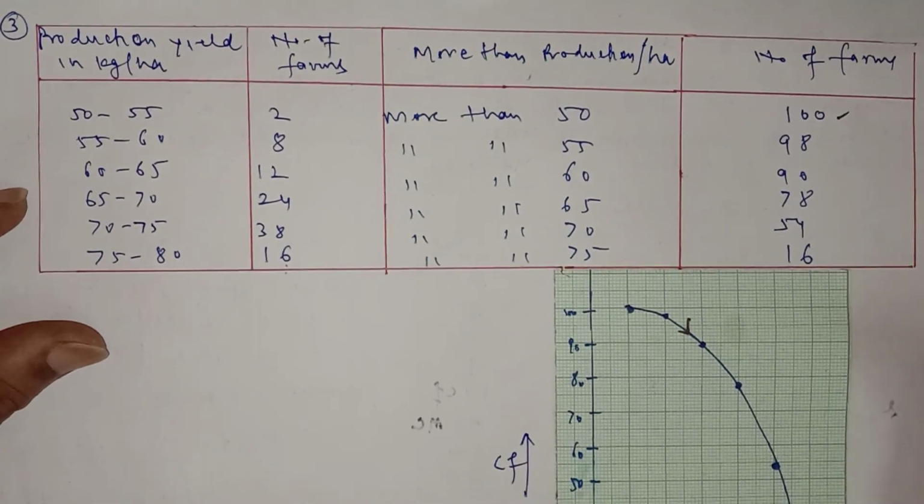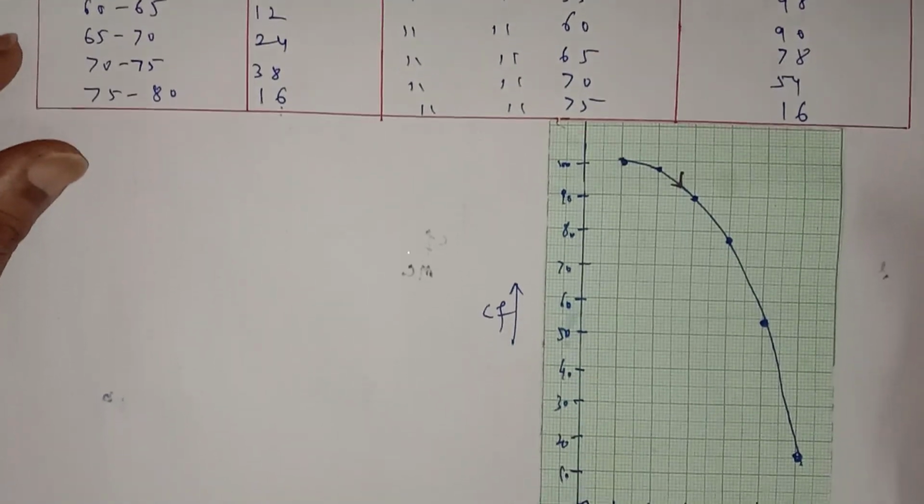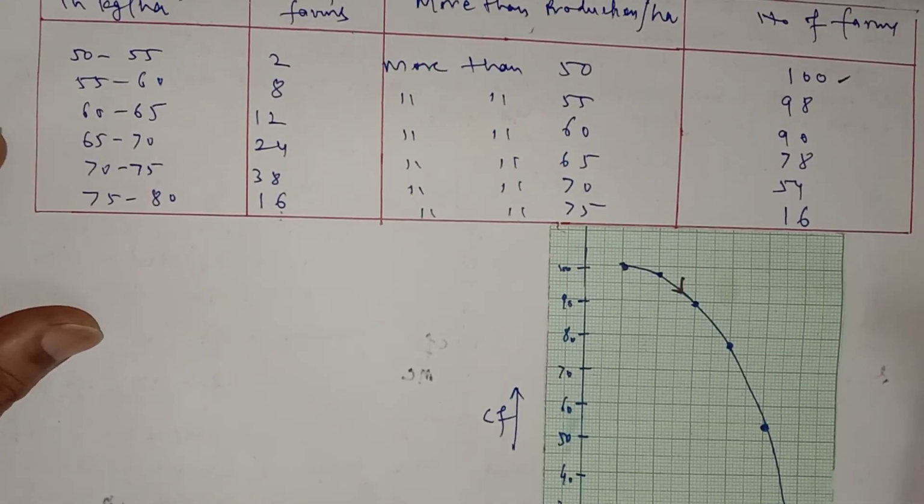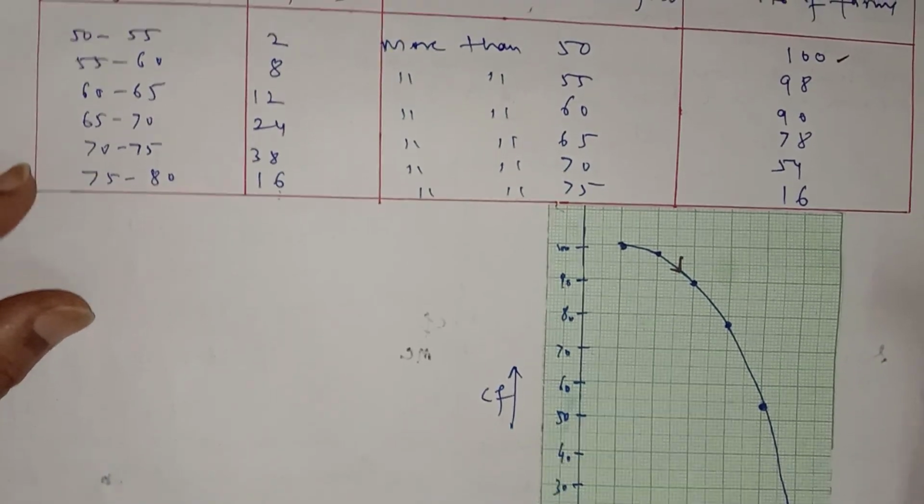So this is the completion of your chapter statistics, and we have explained in detail the mean, median, mode, and the ogive, which you have to mark on the graph paper.